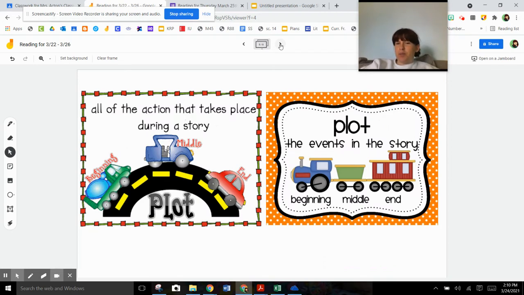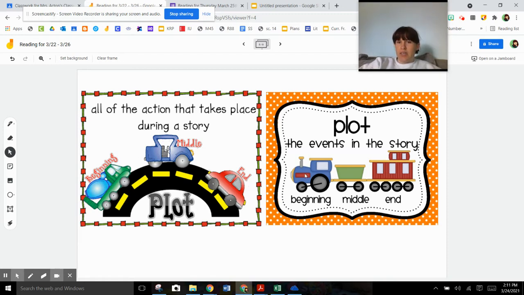Next thing is the plot. This one's probably the trickier one. So it's just all the important things or events that are happening in the story. Normally, there's an important event happening in the beginning, in the middle, and in the end. In each one of those sections, what's happening that's important is considered part of the plot. And these illustrations do a great job of showing you that there's something important happening in the beginning, in the middle, and in the end, and all of those important things together make the plot of the story.